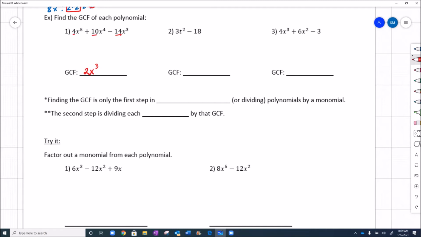All right, between 3t squared and negative 18, 3 goes into 18 and 3 has to be the GCF. There's a t squared here, but there's no variable in the second one at all. So my GCF is just 3.